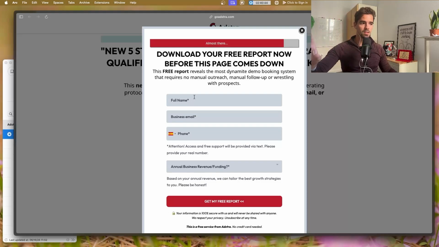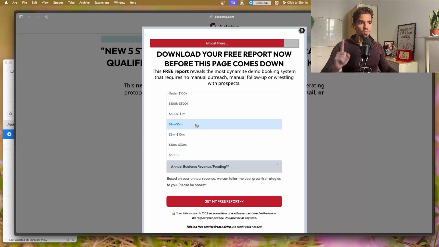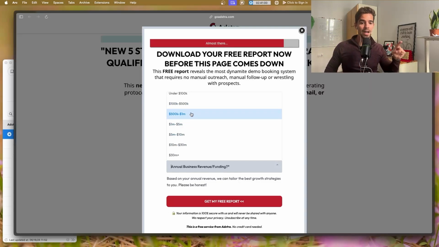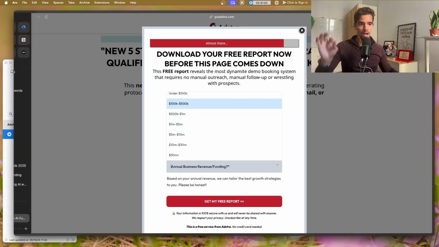Full name, business email, phone. You need the phone so you can call them. And then your 4th qualifying question. 1 qualifying question that will immediately filter and segment them. Critical point here. Anybody who says that they are above 500K a year, for us, I send that back to Facebook as a high-ROAS qualified lead.